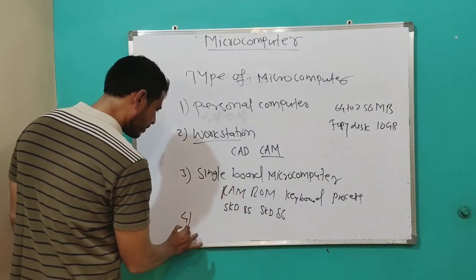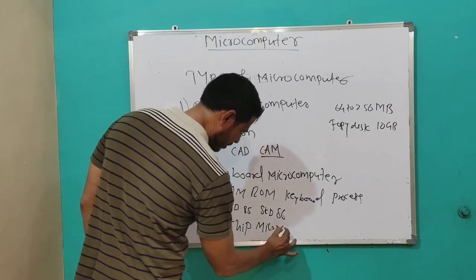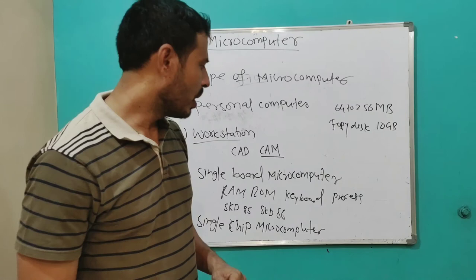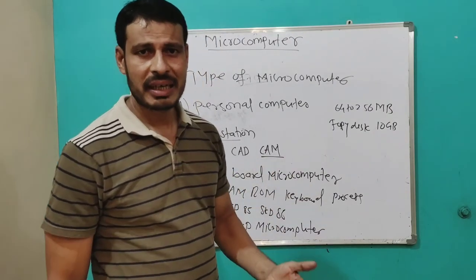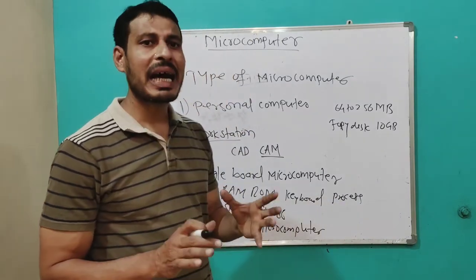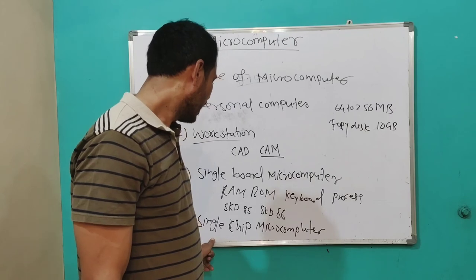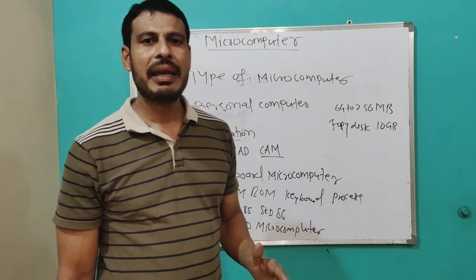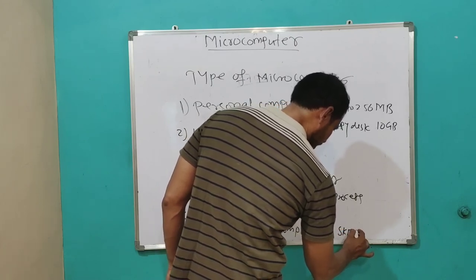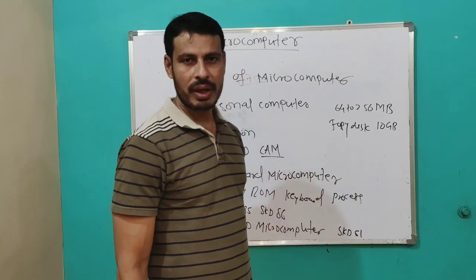Now last is the single chip microcomputer. This single chip microcomputer is also called a microcontroller. On the single chip, it includes the processor, memory, and output devices. Means all components are given on the single chip, and it is also called the microcontroller, and it is used in a college lab. For example, SDK 51. This is the experimental kit on which we perform microcontroller programs.